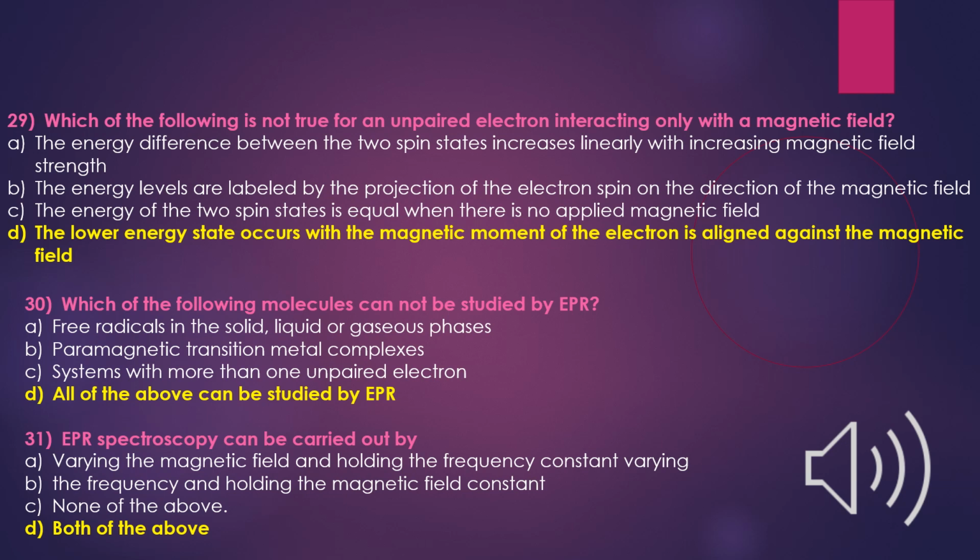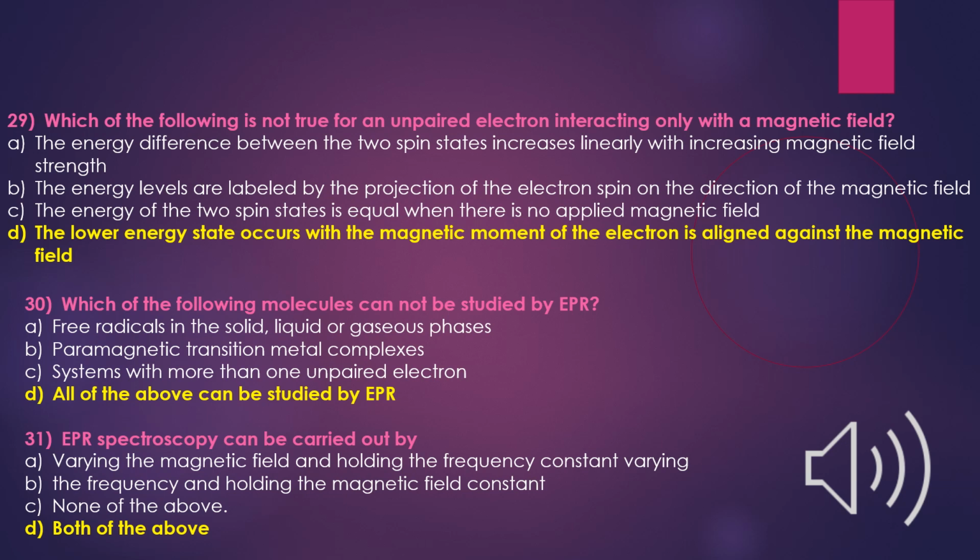Number 29. Which of the following is not true for an unpaired electron interacting only with a magnetic field? A, the energy difference between the two spin states increases linearly with increasing magnetic field strength. B, the energy levels are labeled by the projection of the electron spin on the direction of the magnetic field. C, the energy of the two spin states is equal when there is no applied magnetic field. D, the lower energy state occurs when the magnetic moment of the electron is aligned against the magnetic field. The answer is D.